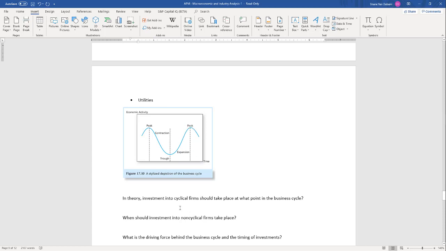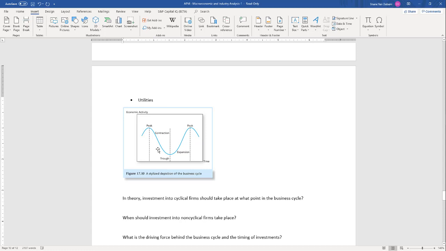So in theory, investment into cyclical firms should take place at which point in the business cycle? So it should really take place around this trough area, because that's where they're going to take off right after that. You don't want to invest in cyclical industries at the peak, because then they're going to drop in value. Their earnings will decrease probably as a result of going through contraction.